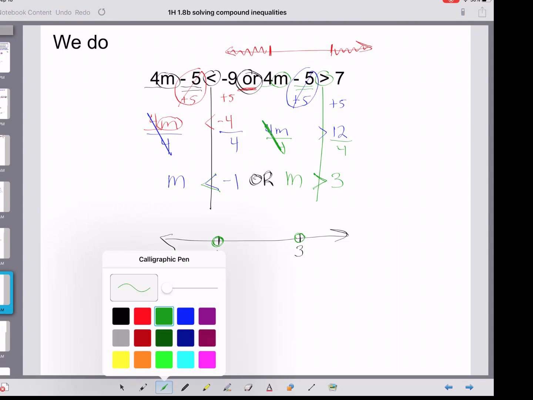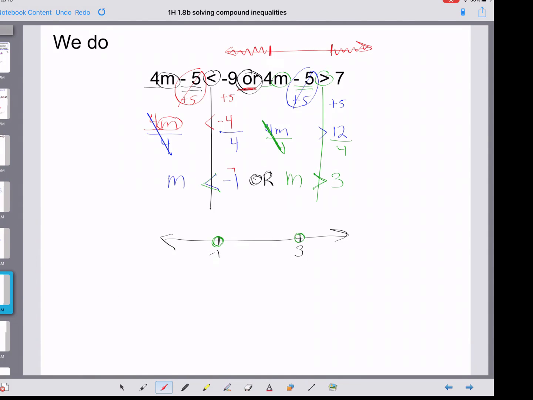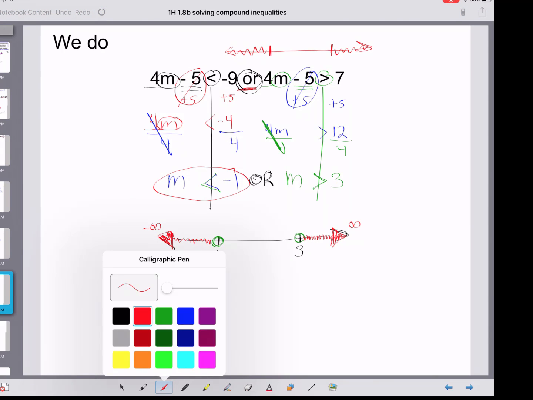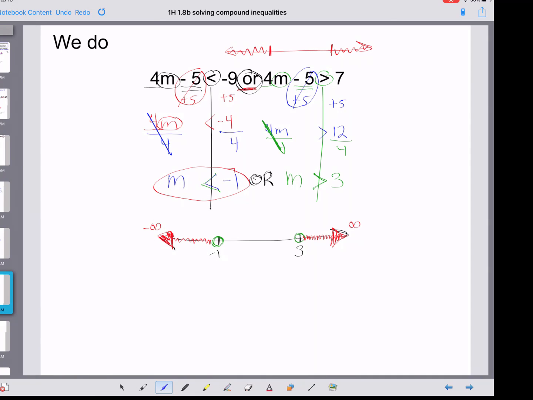And then where we shade depends on the sign. So let's go back up here. m is less than negative 1 means to go to the left toward negative infinity. m is greater than 3 means to go to the right of 3 toward positive infinity. And you might do yourself a favor and actually write that down, negative infinity and positive infinity, because you might be asked to write this in interval notation.